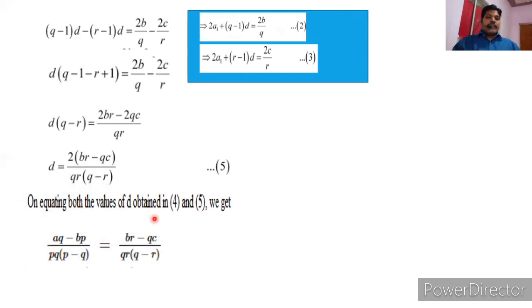That means we are cancelling the 2 on both sides. You are getting this equation. Also, C in the denominator is PQ, and here the denominator is QR. So you can cancel the Q also. What is the remaining value? R into Q minus R here, and P into P minus Q.